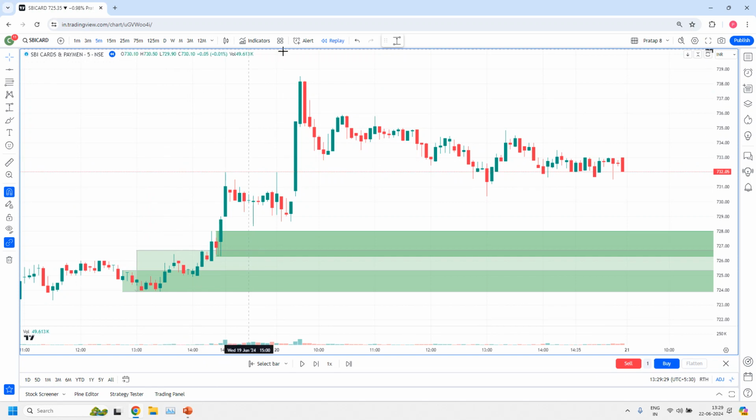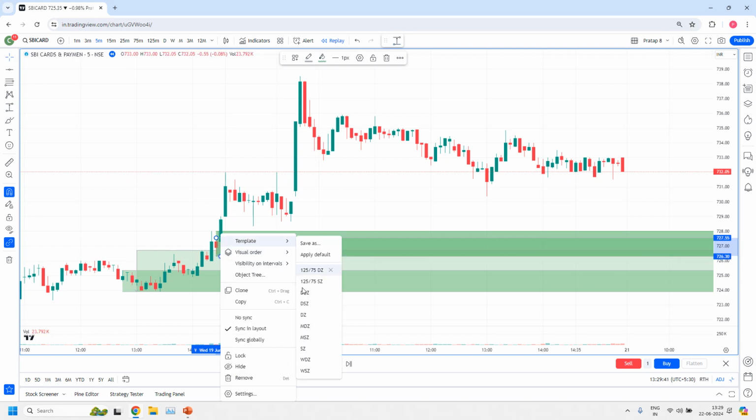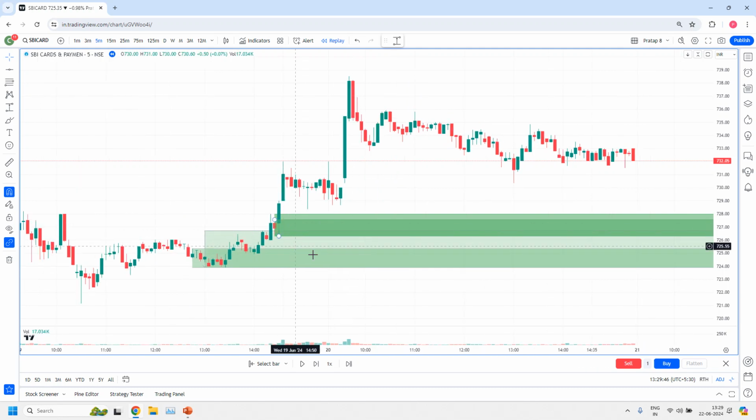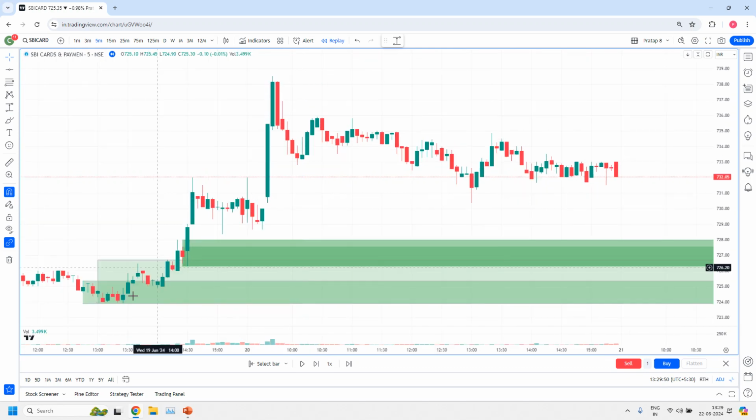What you have to do? Just go and draw 5 minutes fine-tuned zones. Here we have a 5 minutes fine-tuned zone. You draw a 5 minute zone. I am using a thick color, now it is very clear. So inside, and also here you have drop base rally. This is the way you can draw.